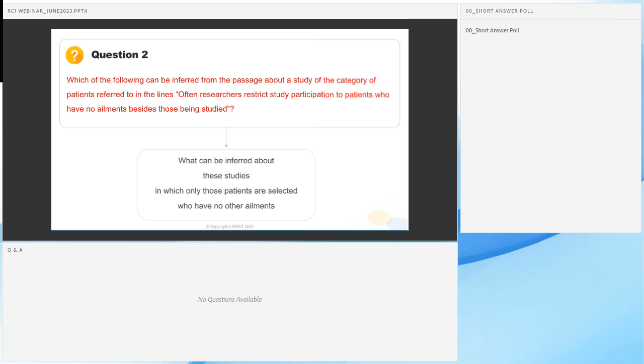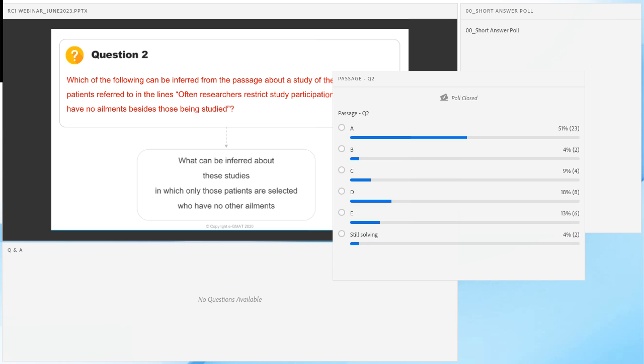Let's look at question number 2. Let's see how you guys polled with question number 2. Our question number 2 has choice A as the correct answer. Half of you got this right. 51% right means that this is a 700 level question, more or less. You can see choices D and E were the more popular incorrect options here.